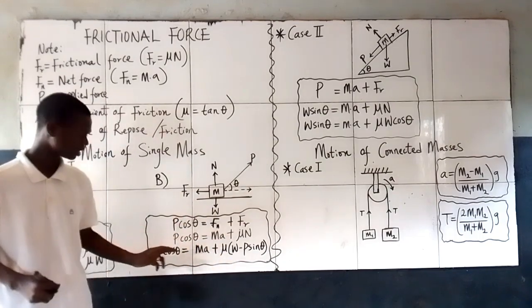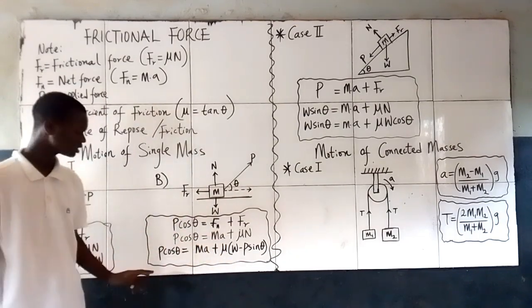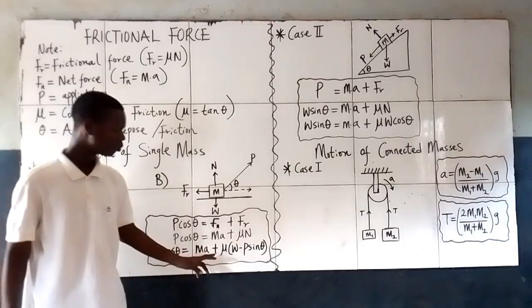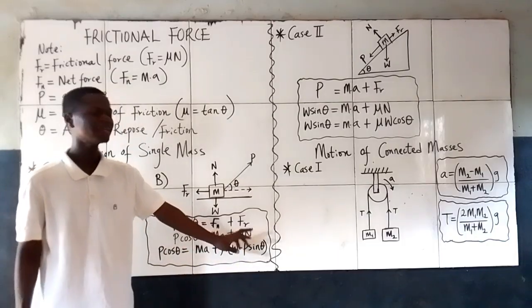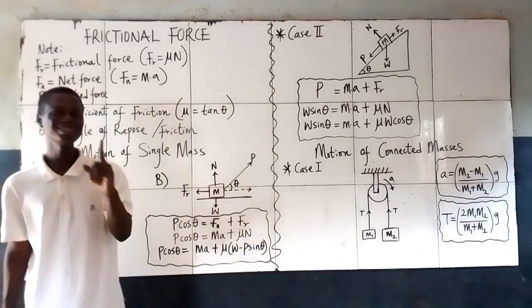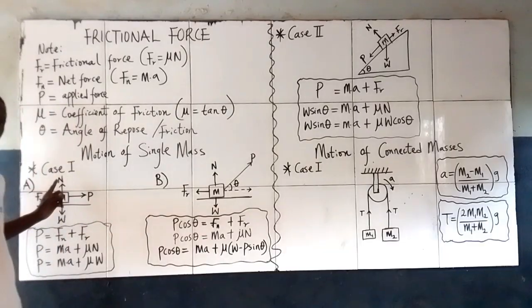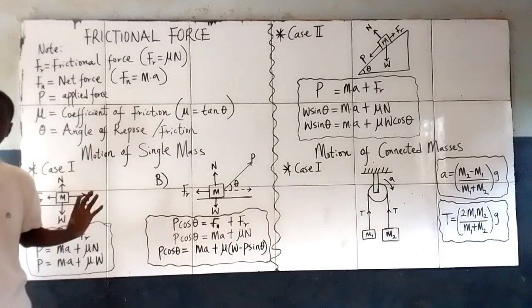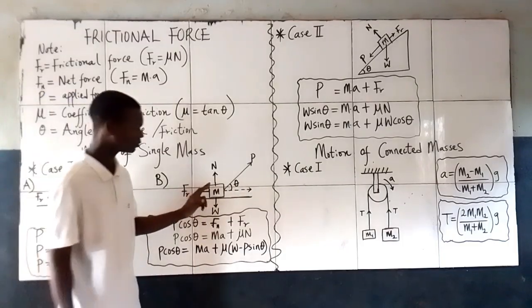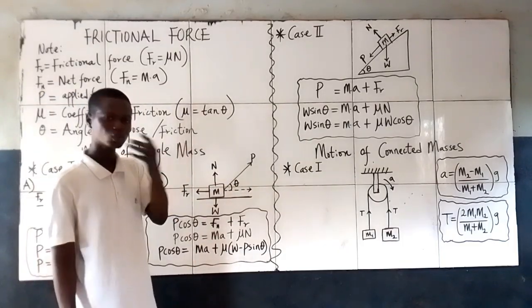So now we have this. We can further expand and say P cos theta is equal to Ma plus mu n. Now this n can be replaced by something, but in this case not W, because the applied force is not acting along the horizontal axis. Now observe something. What are the forces that are acting upward there?